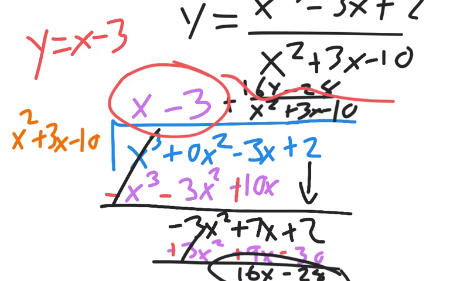So in my graphing calculator, I've got x cubed minus 3x plus 2 over x squared plus 3x minus 10. And now I'm going to also enter my oblique asymptote, which is y equals x minus 3. Now then, I'm going to click zoom, zoom standard, so we're all looking at the same thing.